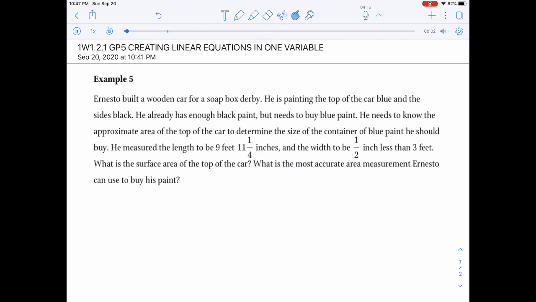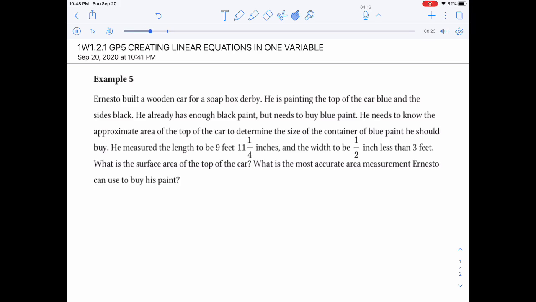Example 5. Ernesto built a wooden car for a soapbox derby. He is painting the top of the car blue and the sides black. He already has enough black paint, but needs to buy blue paint. He needs to know the approximate area of the top of the car to determine the size of the container of the blue paint he should buy.